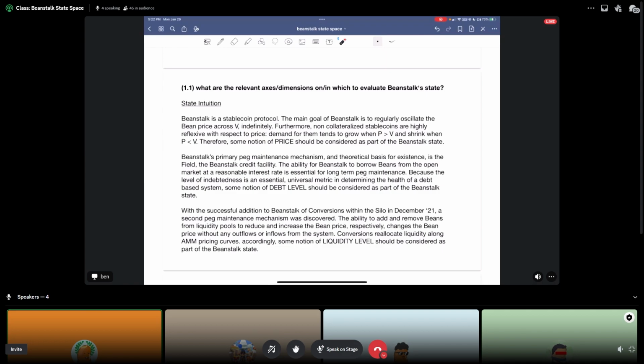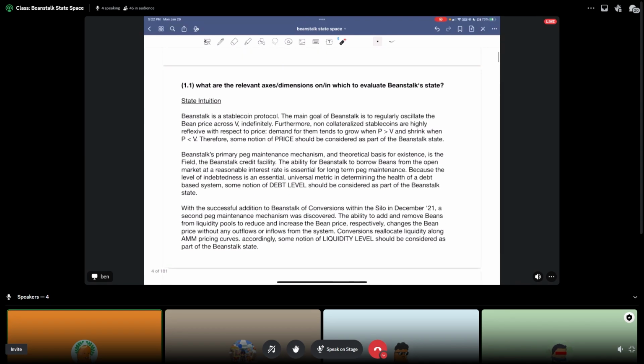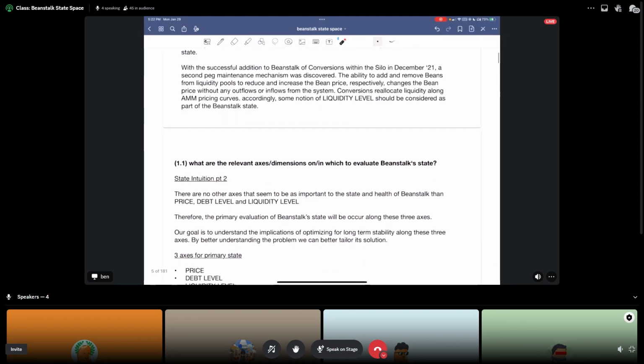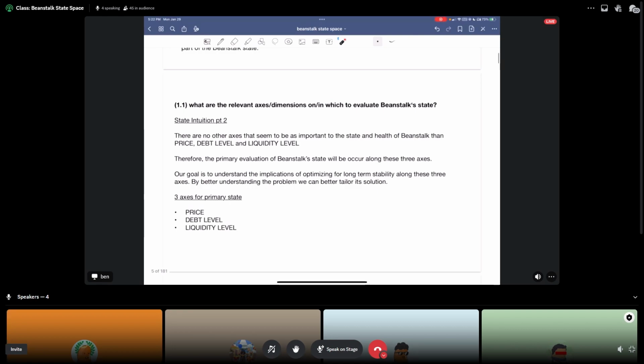With the conversions within the silo, there's a lot of change in the health of the system as a result of just conversions. And so from this perspective, there seem to be at least three axes on which to evaluate the health of Beanstalk's overall situation or state. Now the question is, should there be any other axes considered?